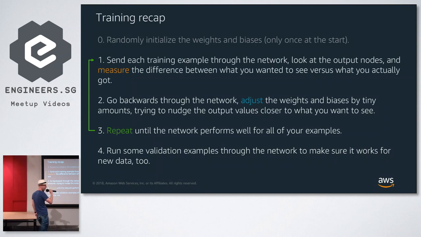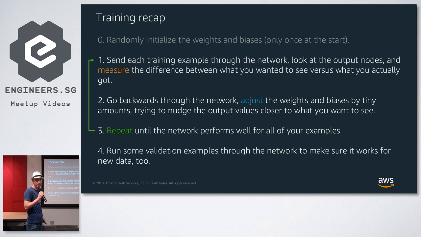So let's recap. We start by randomly initializing our weights and biases once at the very beginning. Then we send every training example through the network, and we measure the difference between what we wanted to see at each output node and what we actually saw. Then we go backwards through the network, adjusting the weights and the biases, and we redo it. We do this over and over again, many times, hopefully honing in on networks that perform better and better. At some point we'll stop, either because we've decided based on how much time we're training for, or because the network stopped improving. It got to a point where you could keep going, but it's already good enough.